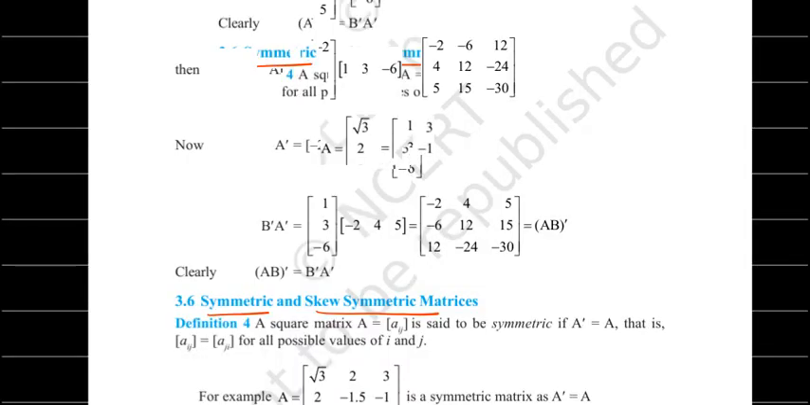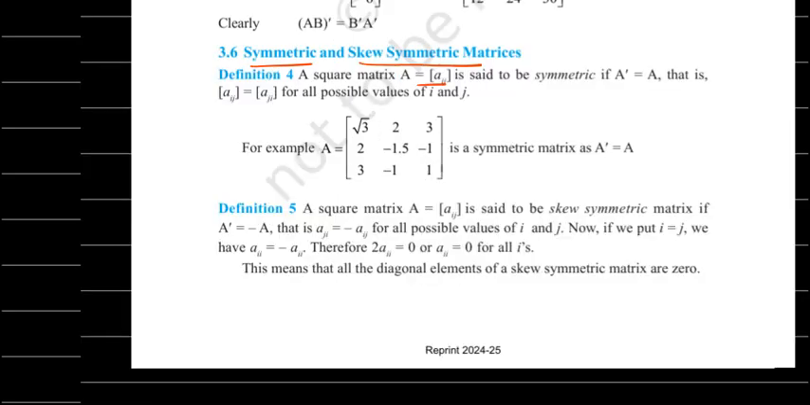See, the definition for a symmetric matrix: A equal to Aij is said to be symmetric if A dash is equal to A. What is this A dash equal to A? Wait for 2 minutes. That is, Aij is equal to Aji for all possible values of i and j. What do you mean by Aij and Aji?